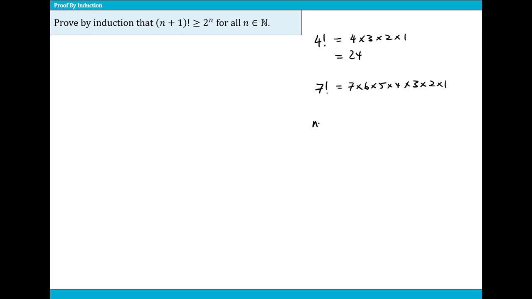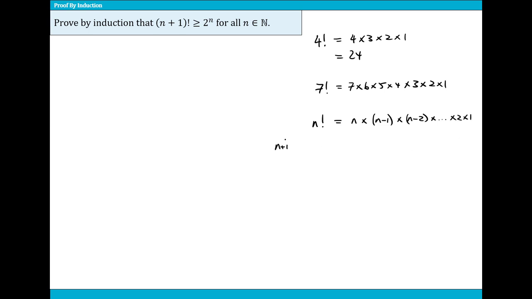If I had something like n factorial, that's not something obviously we're going to be able to work out, so we don't know what this number n is, but I do know that it's n multiplied by the number before it, which is n minus 1, multiplied by the number before that, which is n minus 2, all the way back until we get down to multiply by 2 and multiply by 1.